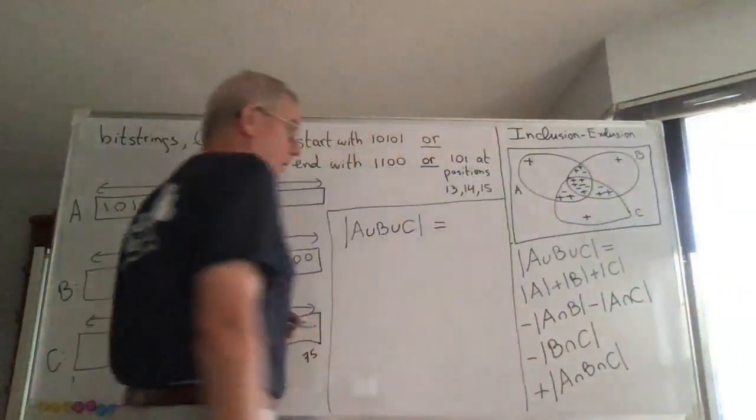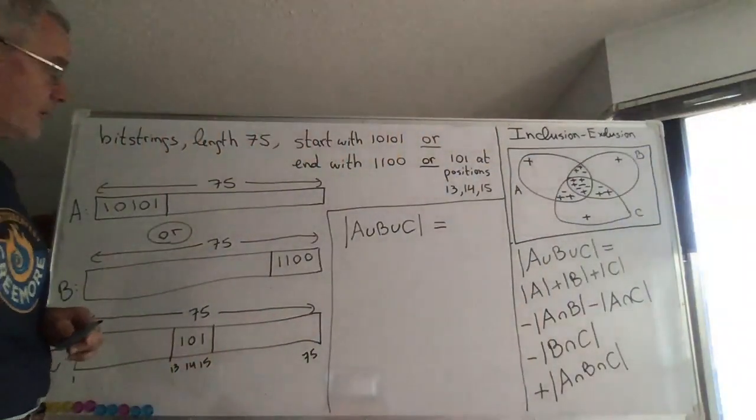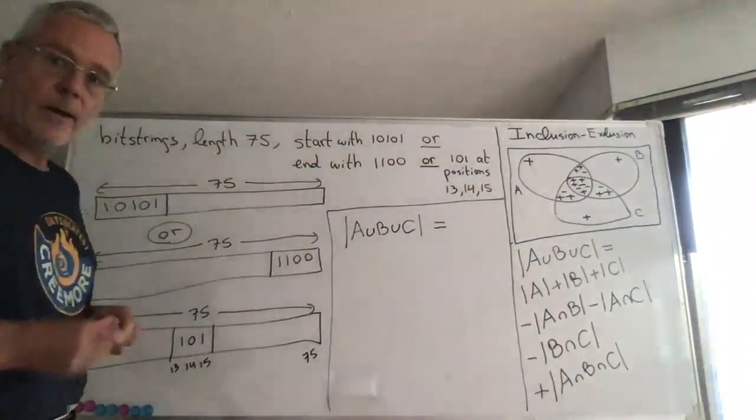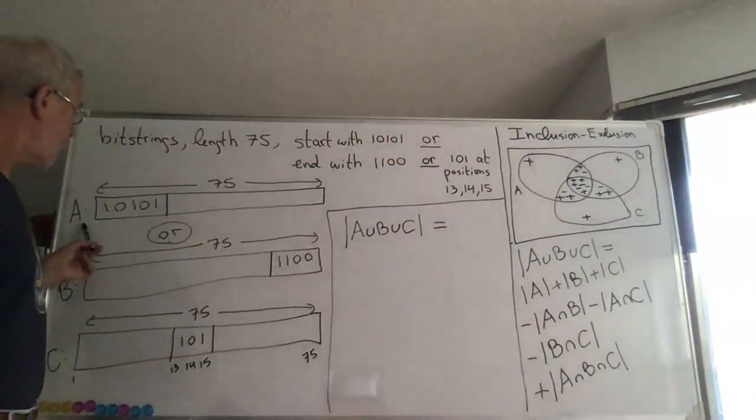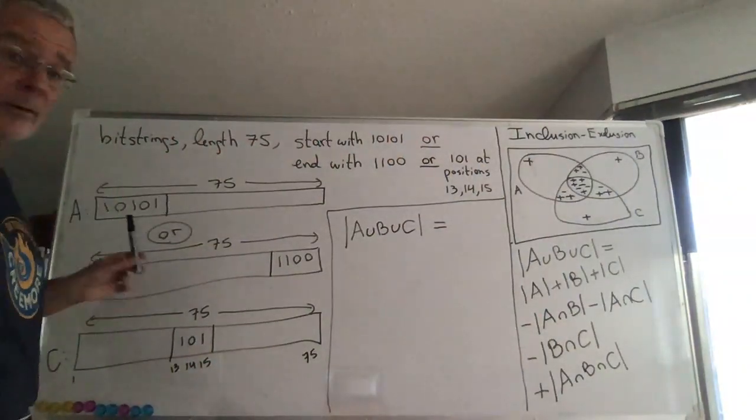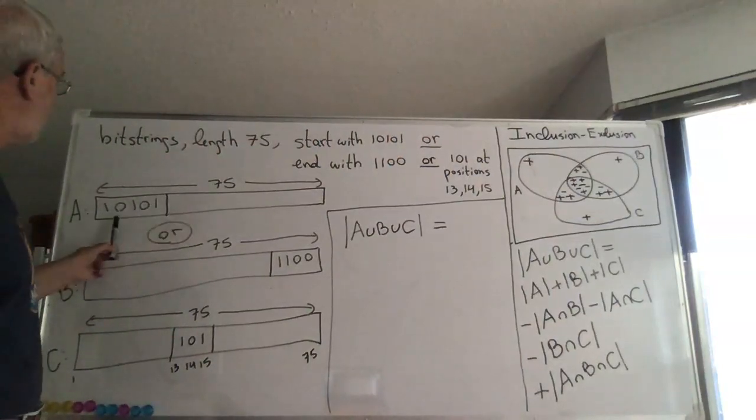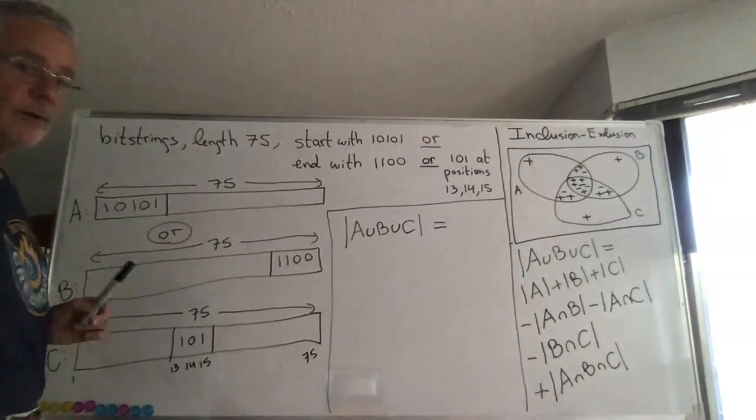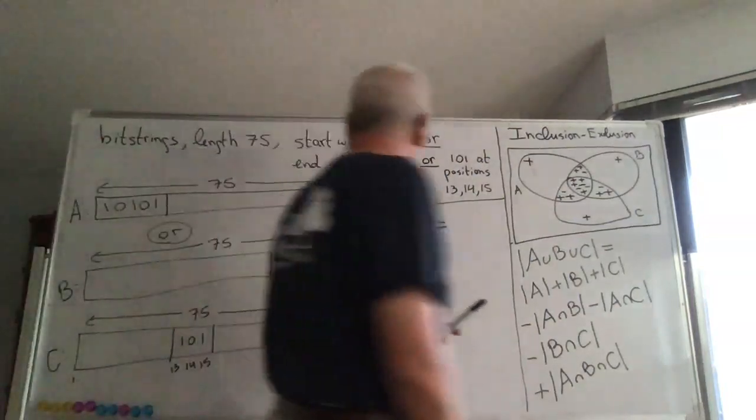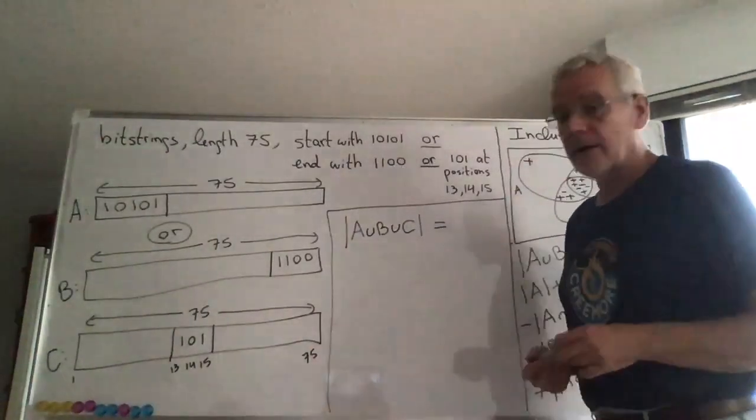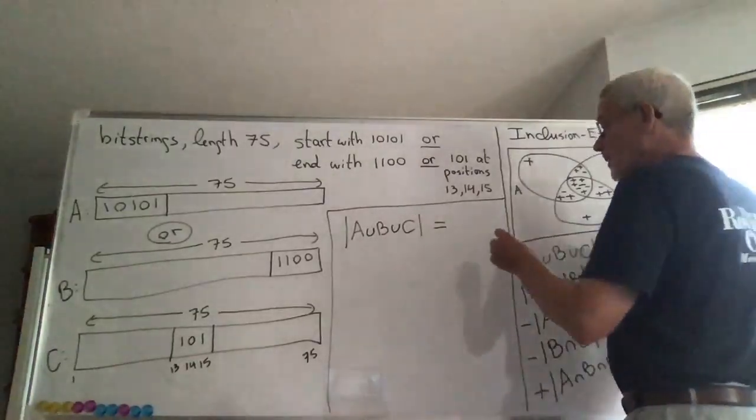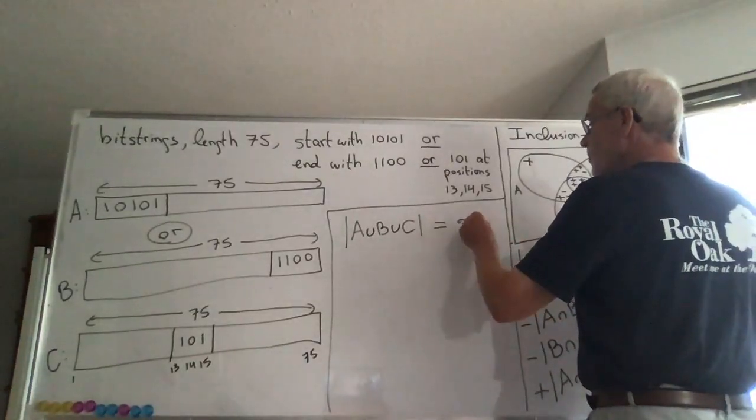Okay, so inclusion-exclusion says we start with the size of A. How many elements are there in A? We saw that already. So we have bit strings of length 75. The first 5 bits are fixed. So we have to specify 70 bits. So the size of A is 2 to the power 70.